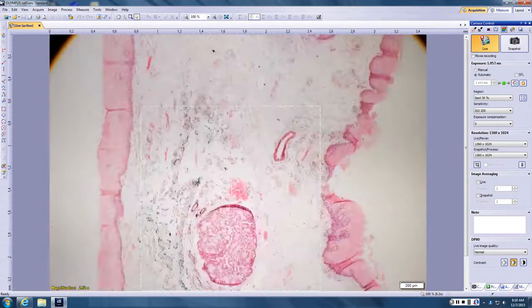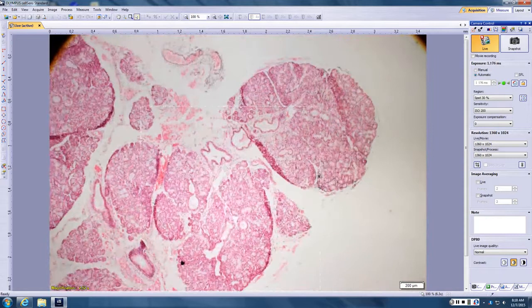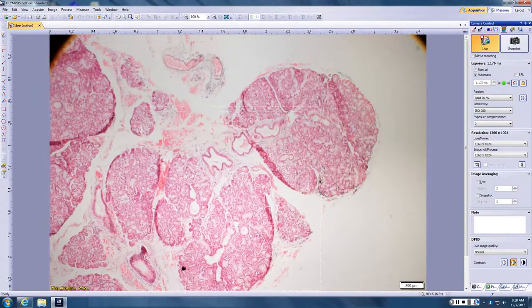Okay, so where are we anatomically? What are we looking at here? One of your path colleagues may be able to help you out. Sure. Yeah, minor salivary glands, right?